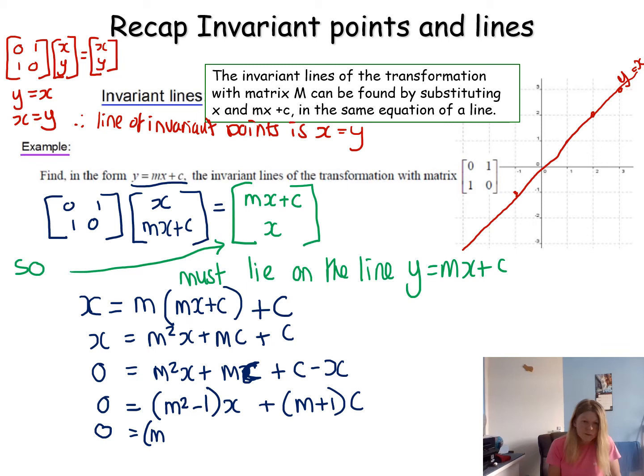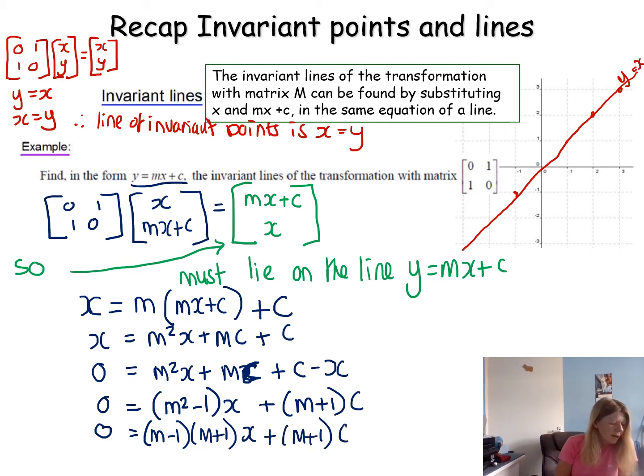If you multiply those out, that's the difference of two squares, isn't it? m minus 1, m plus 1. Okay, right, stop there. Put a line down here. Put a black line.